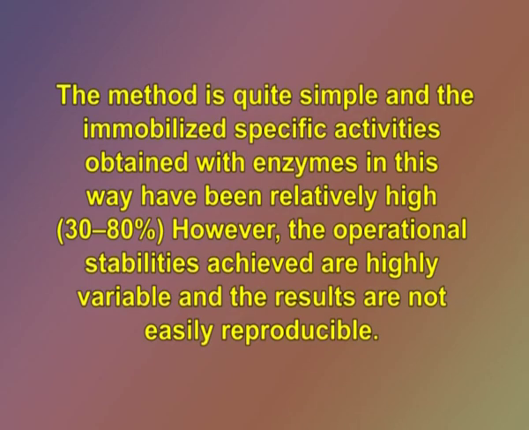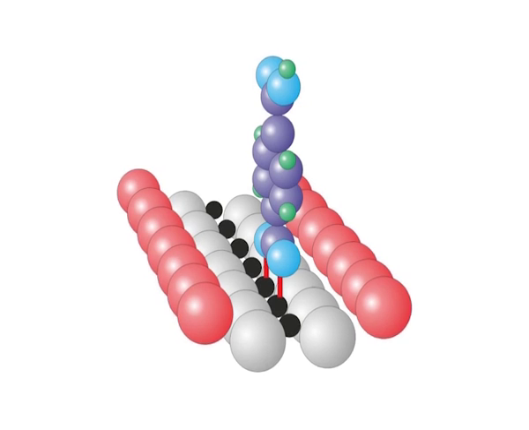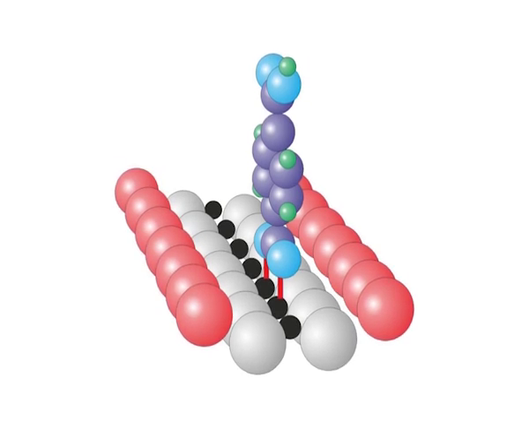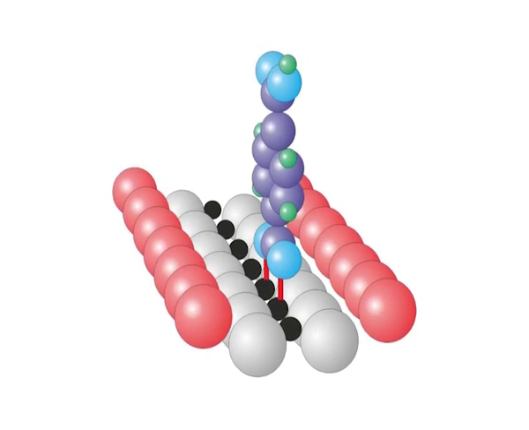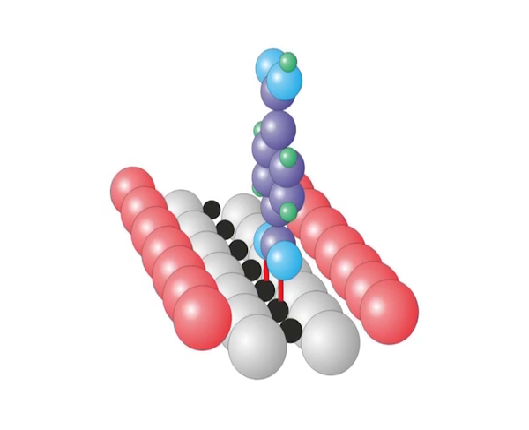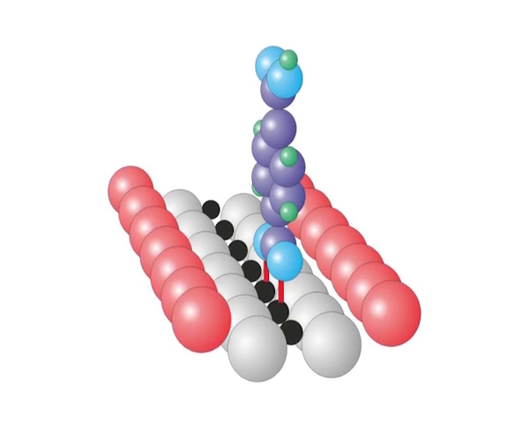The method is quite simple, and the immobilized specific activities obtained with enzymes in this way have been relatively high, that is 30 to 80%. However, the operational stabilities achieved are highly variable and the results are not easily reproducible. The reason for this lack of reproducibility is probably related to the existence of non-uniform adsorption sites and to a significant metal ion leakage from the support.